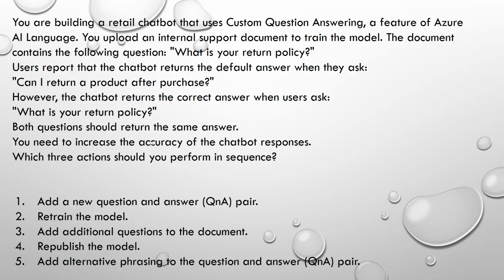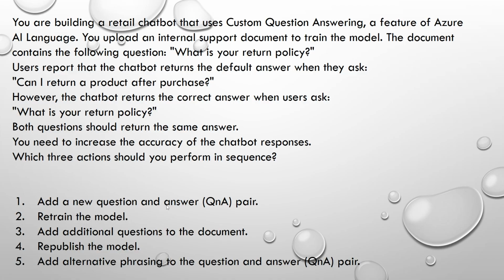So we need to increase the accuracy of the chatbot. We need to make the chatbot aware that both these questions should be provided with the same answer, or that the intent of both these questions is the same, and provide the same answer. So that is what we have to perform. We have to increase the accuracy of the chatbot responses. And how can we do this? That is the question. Now let us break down the options. Add a new question and answer pair, retrain the model, add additional questions to the document, republish the model, add alternative phrasing to the question and answer pair.